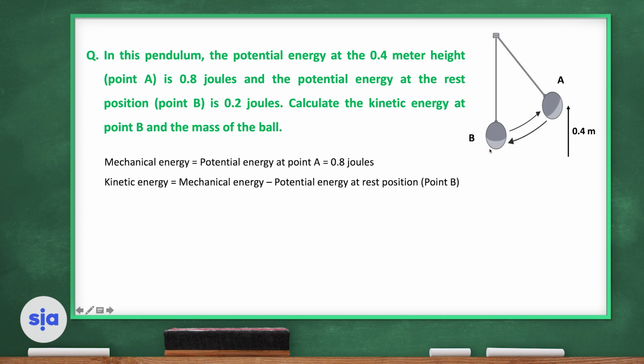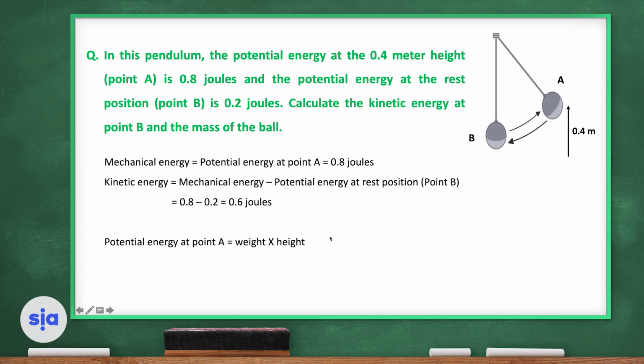At point B, we know the mechanical energy, which is 0.8 joule, and it never changes, as we said before. And the potential energy at rest position, point B, equals 0.2 joules. So we can get the kinetic energy by subtracting 0.2 from 0.8, which is equal to 0.6 joules. This is at point B.